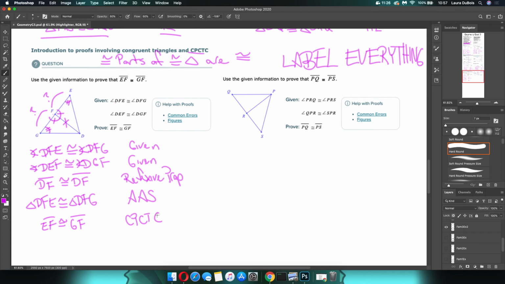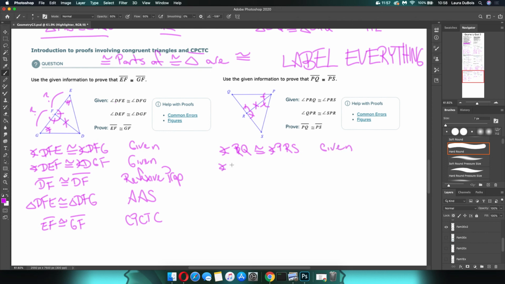All right, next up. Let's see here. Angle PRQ is congruent to angle PRS. And then we are told that angle QPR is congruent to angle SPR, excuse me, and then, oh look, reflexive again. All right, so what do we have? We have angle PRQ is congruent to angle PRS, because that was given to us.